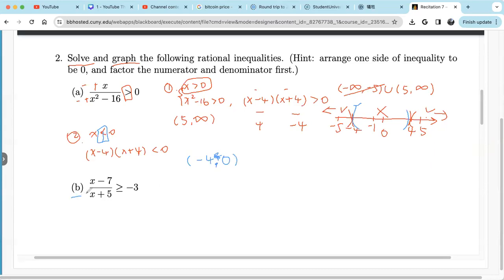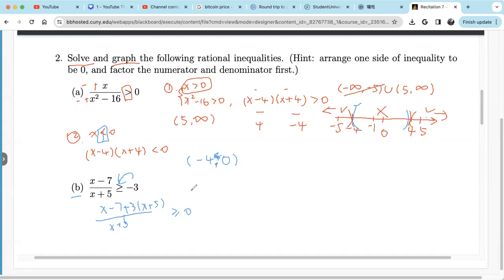Now let's see b. b is greater than or equal to -3. Well, maybe we want to move -3 to the other side, then do some combination. So have x minus 7 divided by x plus 5. We want to make a common denominator. So have -3 move to the other side, become plus, right? Plus 3 times x plus 5. And this is greater than or equal to 0.